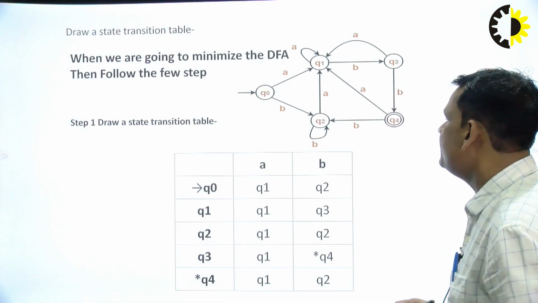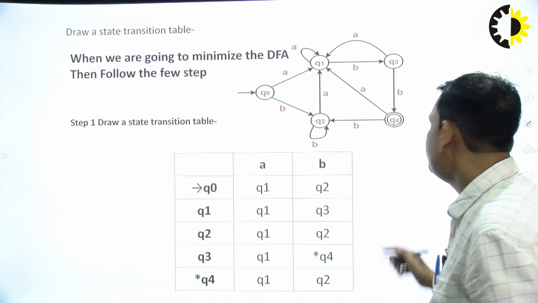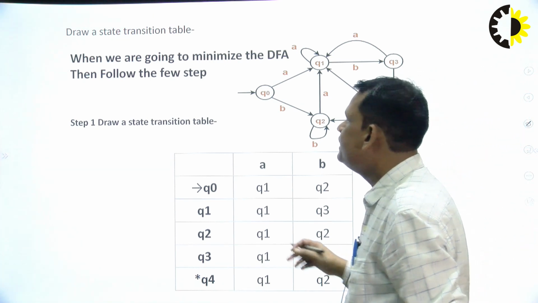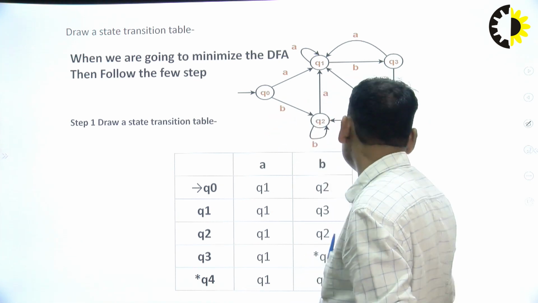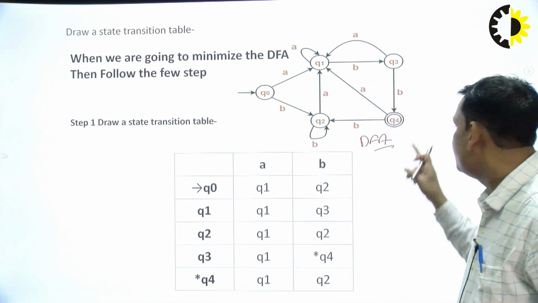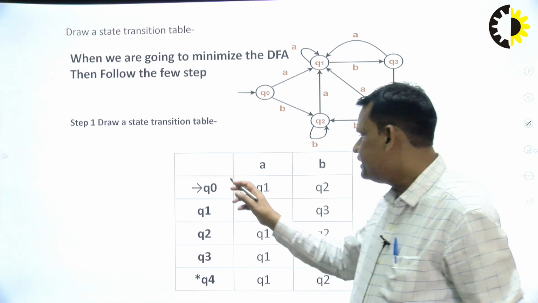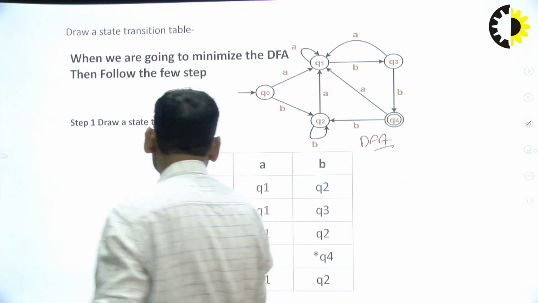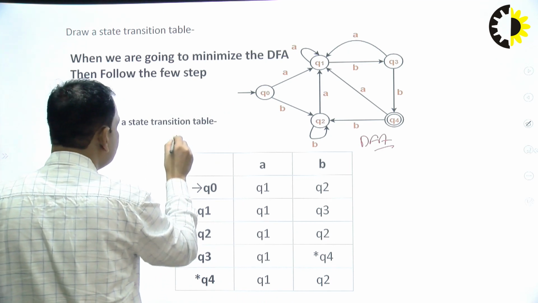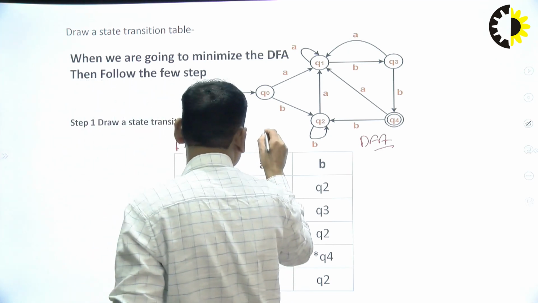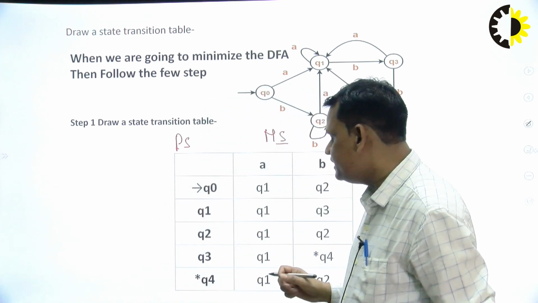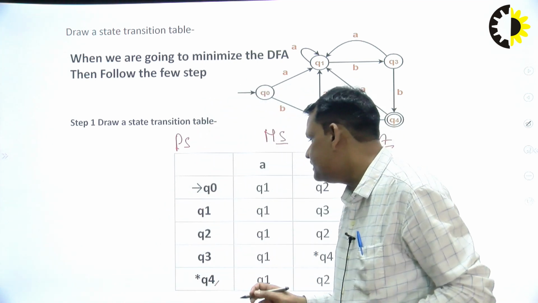Draw a transition diagram, any DFA diagram. It is a DFA, deterministic finite automata. Q0 is the initial state and Q4 is the final state, and the transition table has the present state and the next state.